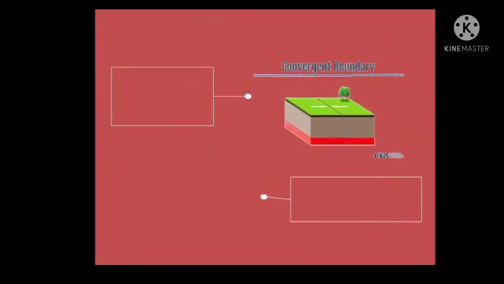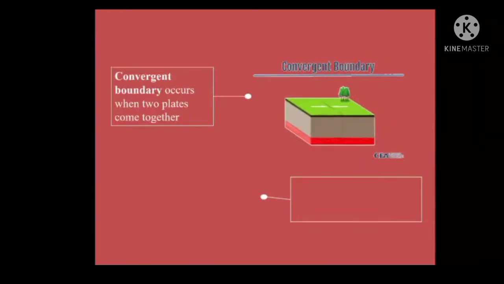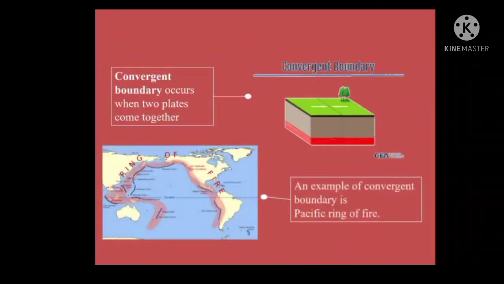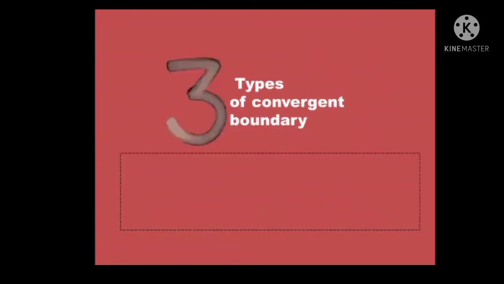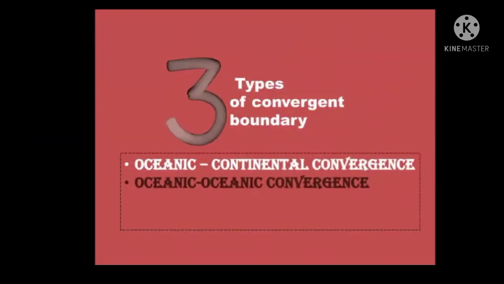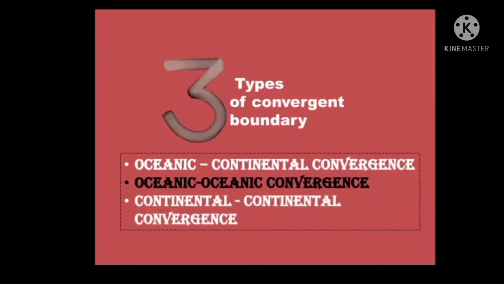So let us talk first about the convergent boundary. A convergent boundary occurs when two plates come together. As you can see in the illustration, the plates are moving in the same direction or coming together. The example of convergent boundary is the Pacific Ring of Fire. There are three types of convergent boundary: the oceanic-continental convergence, oceanic convergence, and continental convergence.